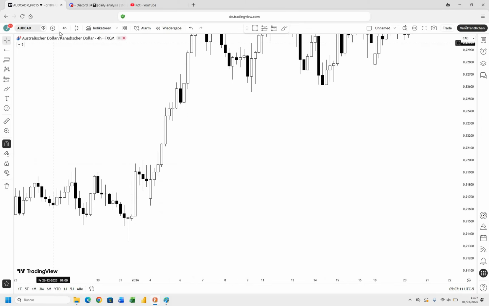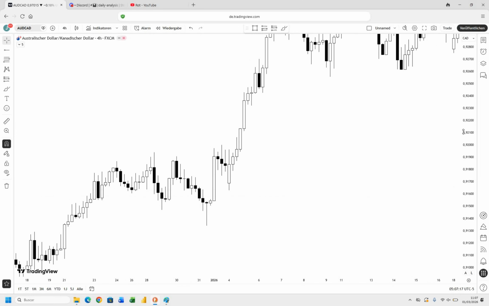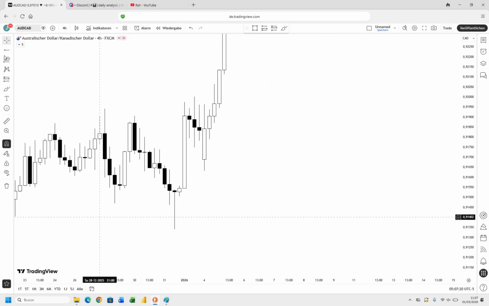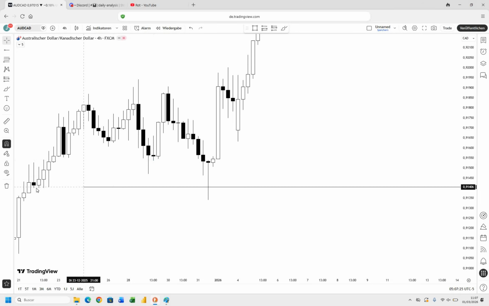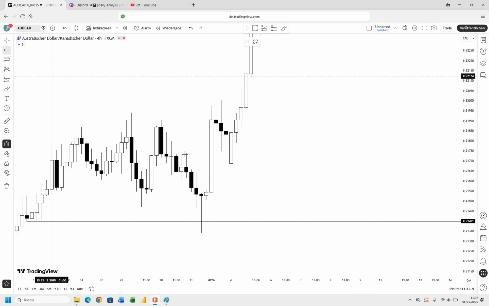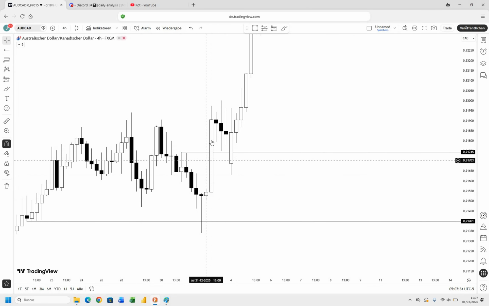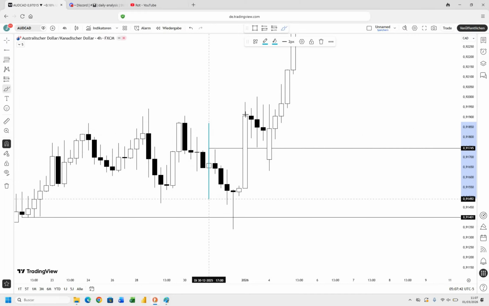Here we are on the 4 hour chart of Australian dollar and Canadian dollar, and let's identify a couple of order blocks. What do we need for that? Right now here we have a liquidity sweep, and then we need a break of structure. We have a break of structure right here, and we take a look at the candles between them. We have this candle and this candle.